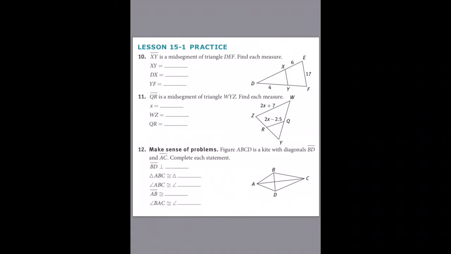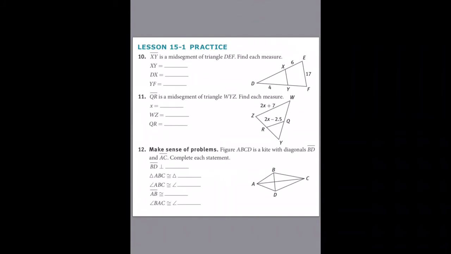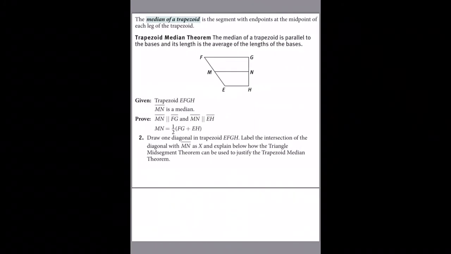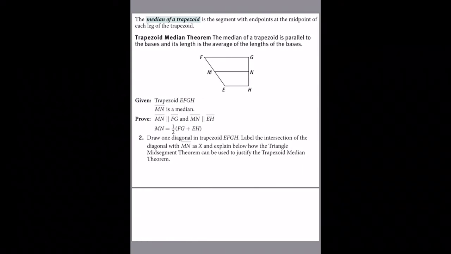Notice how in 10 we have all numbers, so we can use our information that the midsegment has midpoints and so on, and our new information that the midsegment is half the size of the third side. We can use all that same information in number 11, but now it's a little bit harder because we have our variables. So try those out, but we're going to get started on some new notes, which are going to be about trapezoids.